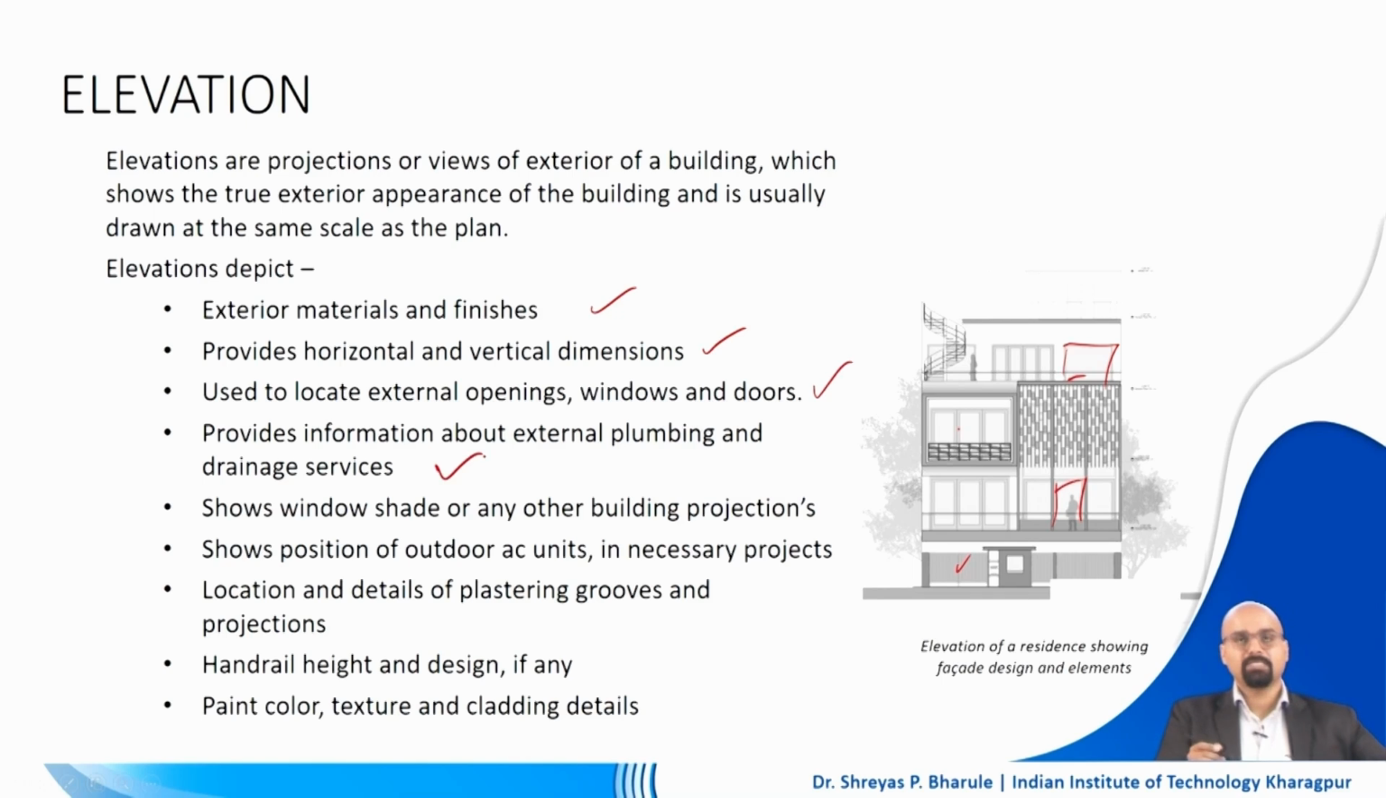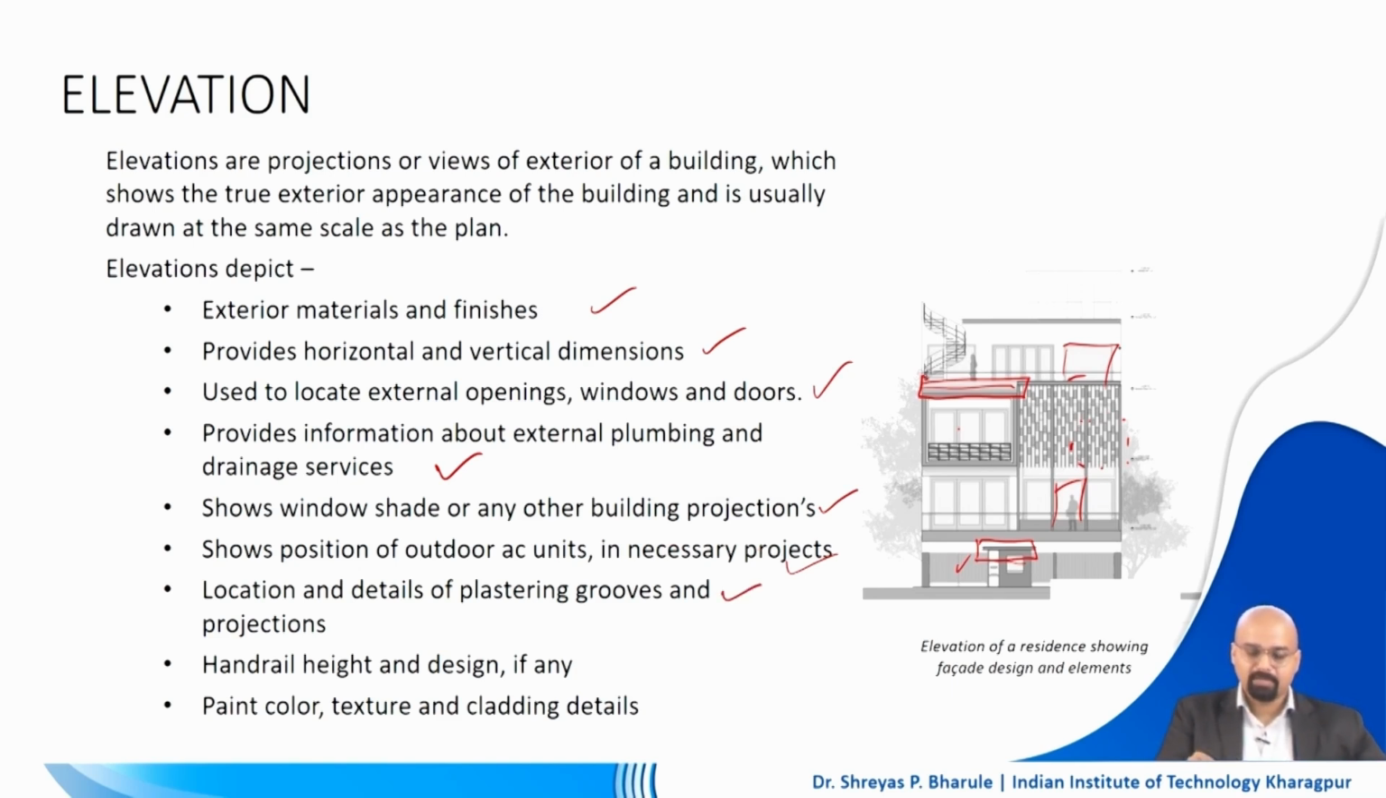We will provide any information about any exterior plumbing which will be there. So that is also to be included here. Furthermore, you need to show the window shades, the other things which will be projected outside the building, such as the chajja which you see here, or covering which you will have probably here, is to be mentioned and identified or isolated and annotated accordingly, right. Then furthermore, the position of the outdoor AC units, if required, may also be highlighted in a dotted line, right. And lastly, you have the location of the plastered grooves.